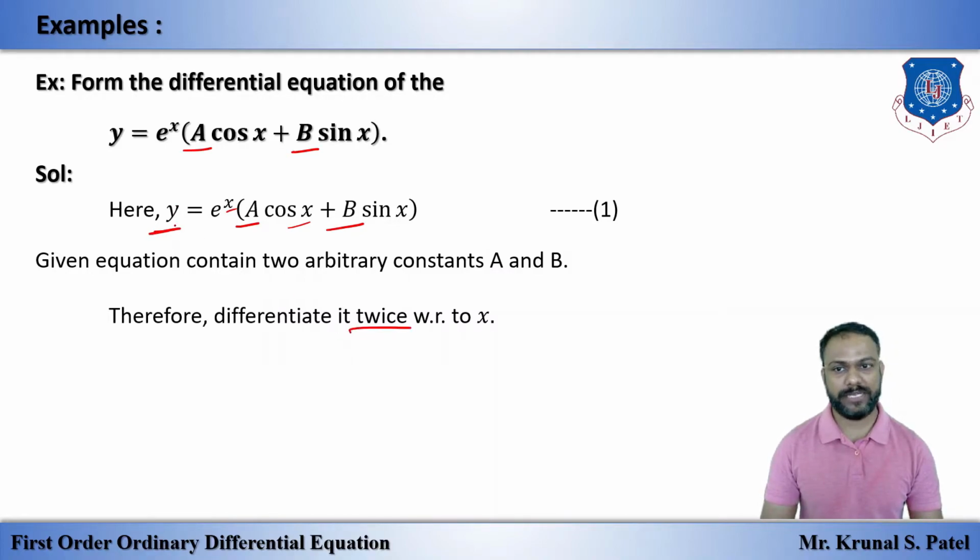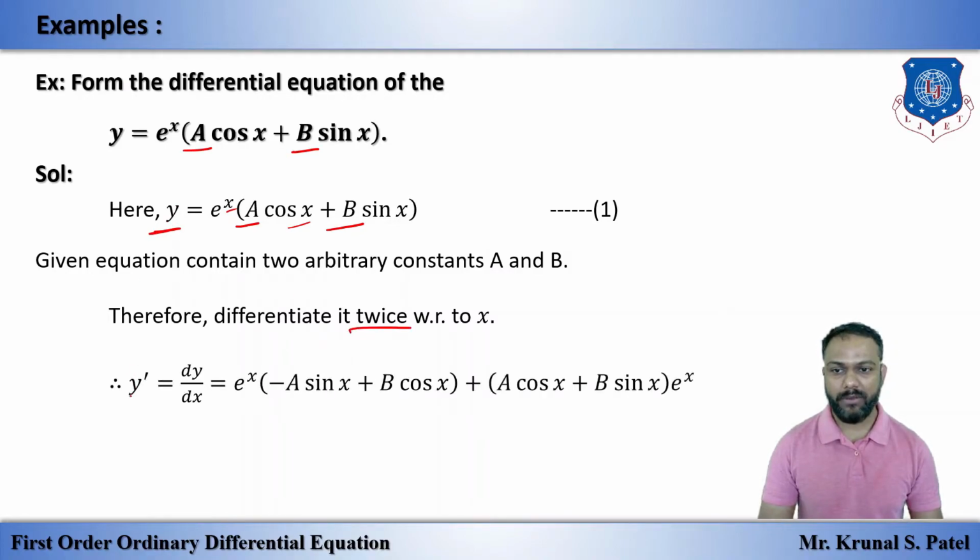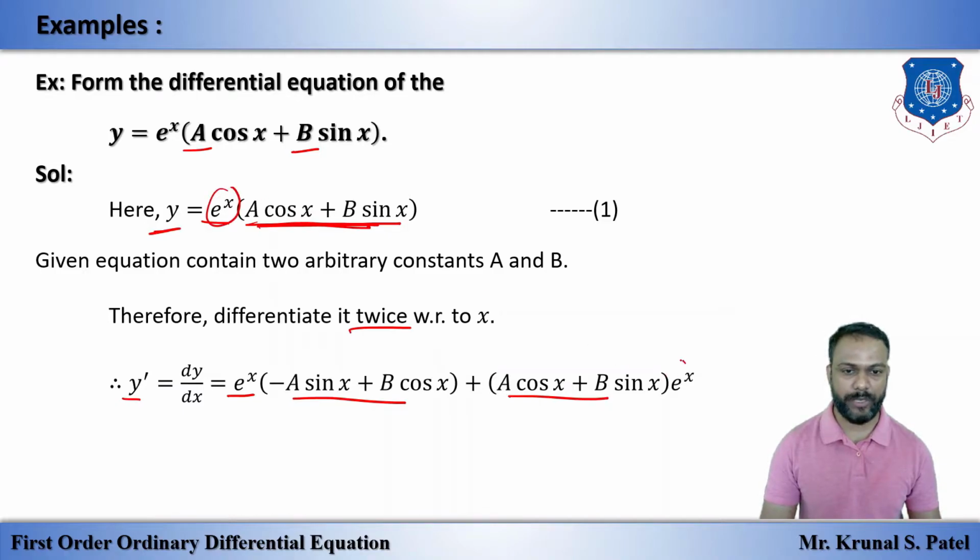First we will differentiate this y, so we have y dash, or we can say dy by dx. Now to differentiate this equation, we have e raised to x and this term in multiplication, so we will differentiate by using the product rule. So first e raised to x as it is, and differentiation of this term is here, plus this second bracket as it is, and differentiation of e raised to x is e raised to x.